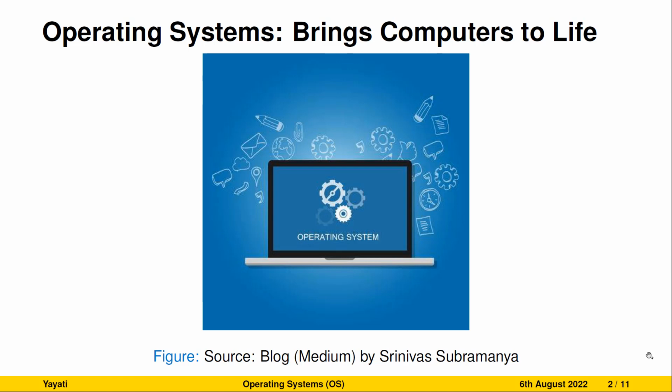As an example, if you purchase a computer from a shop, definitely it will come with an operating system. Might be not, you can install your own operating system on top of it, but mostly it comes with one. So the idea is this computer is just a box without an operating system.